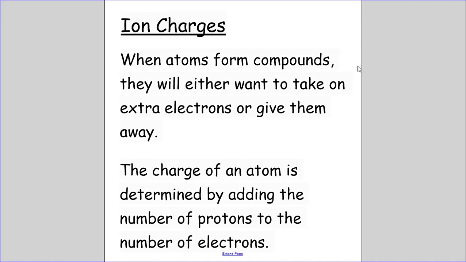When atoms form compounds, they'll either want to take on extra electrons or they're going to want to give them away. So the charge of an atom is determined by comparing the number of protons to the number of electrons. If they're balanced out, we have an atom, and it gives us 0. If they don't balance out, that means we have an ion. Either something is positively charged or negatively charged.